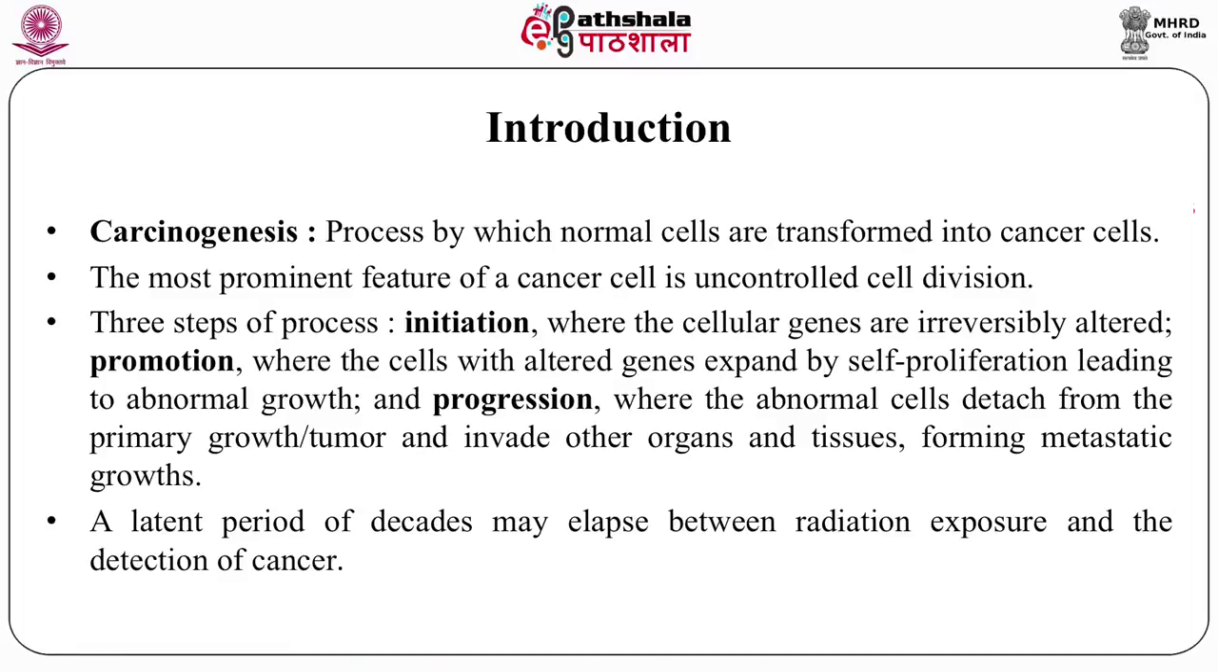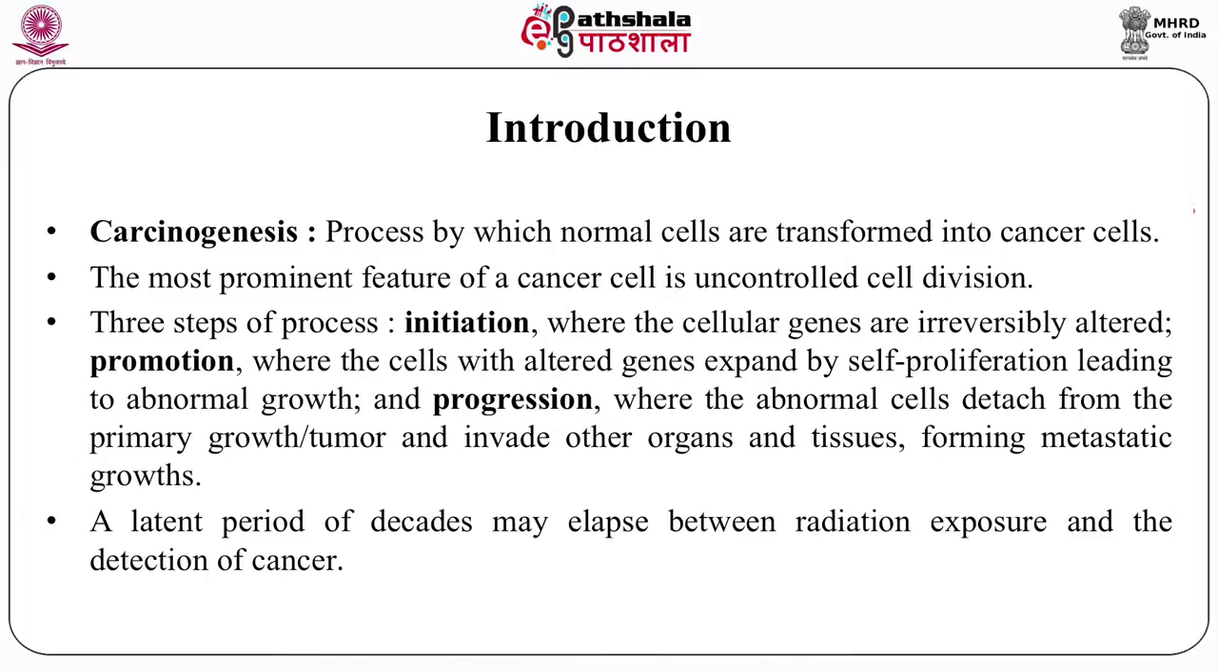Now, the basic question is, what is carcinogenesis? It is a process by which normal cells are transformed into cancer cells. Now, the next question would be, what are cancer cells? The most prominent feature of a cancer cell is uncontrolled cell division. We know that most body cells divide, but they have a controlling mechanism for division as well as for differentiation. So if that control mechanism is lost, cell division takes place in an uncontrolled fashion. And this is one prominent feature of cancer cells.